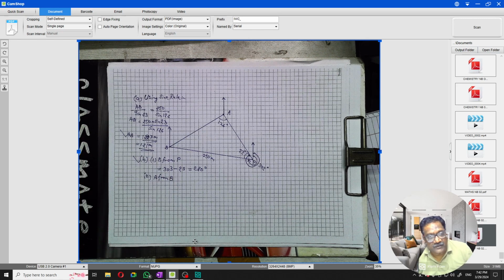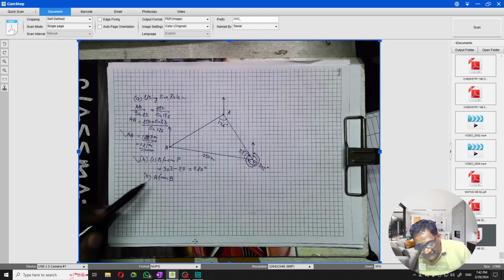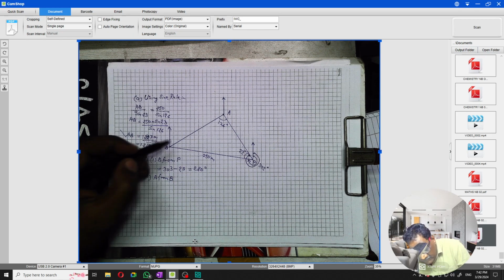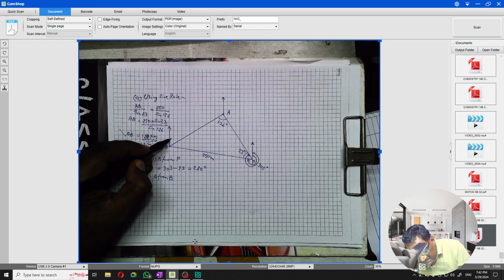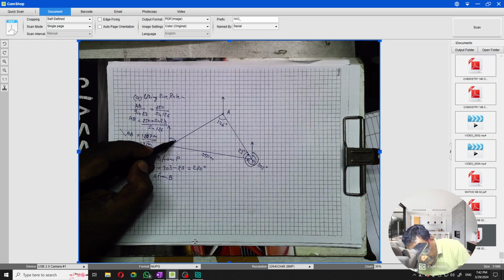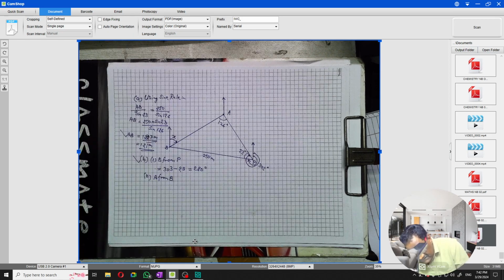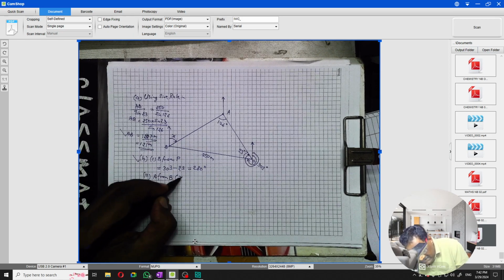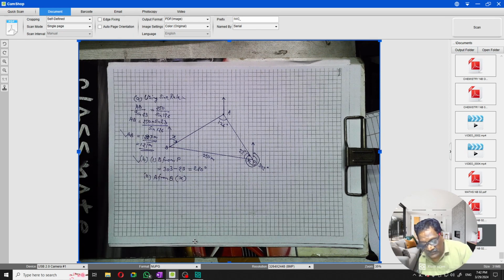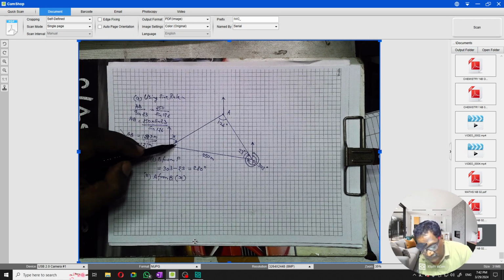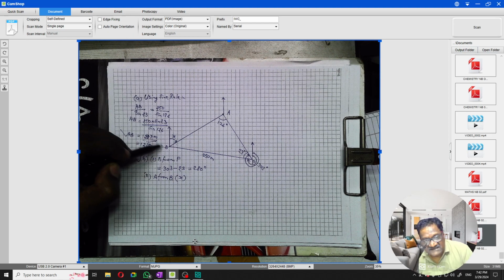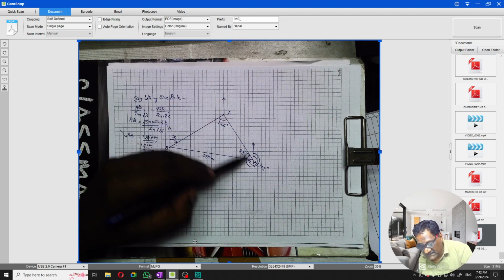Okay. A from B. So bearing of A from B means you'll have to find out from here this much angle. This is your bearing of A from B. Let this be equal to X. Now, if you want to find out X, what can be done? Now I can see here this angle is 23.